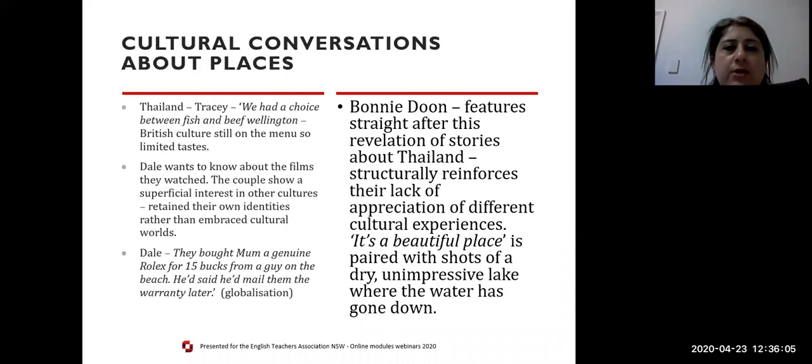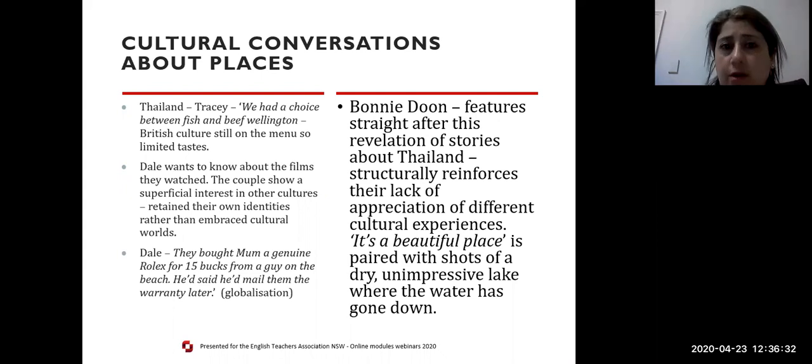We also have the cultural conversations about places, which form a source of humour in the film. But we have Thailand in terms of a place that Con and Tracy go to. Then we have the familiar, we had a choice between fish and beef Wellington. These are not really choices of a cultural experience. They're pretty much British culture still in the same spot. They're still having the same things they would always have, just maybe in a different geographical place.